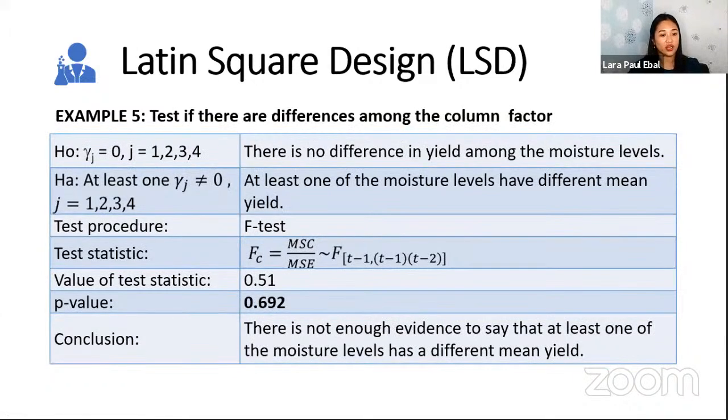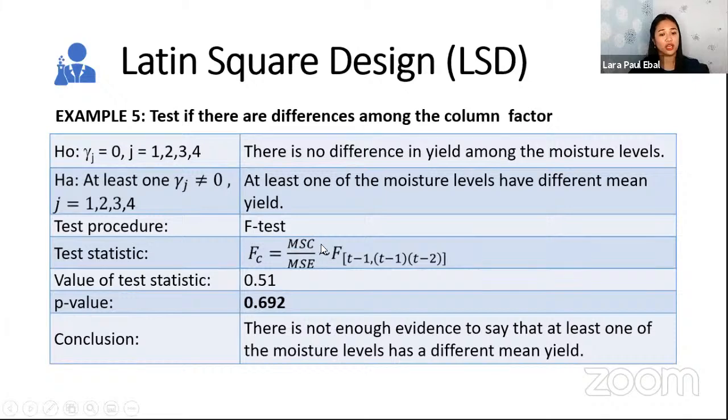And then another is no difference in the yield among moisture levels. So, ito yung column factor natin, yung moisture level. So, that's your HO. Then HA, at least one has a different mean yield. Okay. And then F test, ganun pa din.